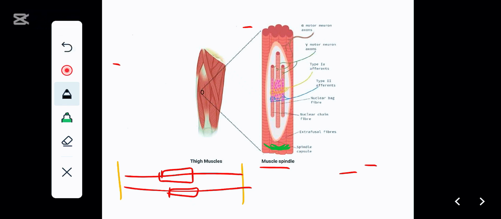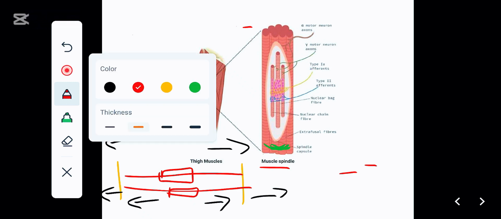This stretch reflex detects stretch, so the initial stimulus is stretch. When you stretch your muscle, meaning you're going outward like that, your muscle is going to go in that direction and that direction. Even your intrafusal fibers are going to go in that direction and in that direction. That is initially. The response of the stretch reflex is to initiate contraction of the extrafusal fibers.